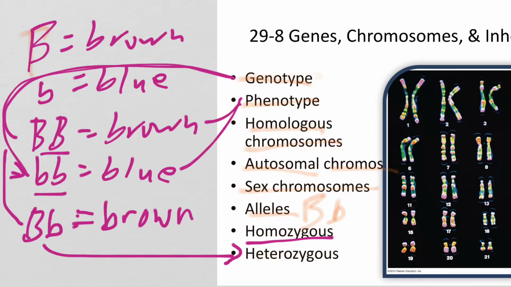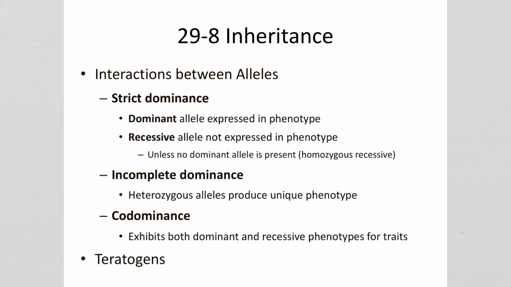Simple inheritance is a single pair of alleles. Polygenic inheritance is when several different genes work together. Eye color, hair color, skin color, all of these easily seen traits are actually polygenic inheritance, and that's how we end up with so many different eye colors and hair colors and skin colors. I think we're ready for the next slide.